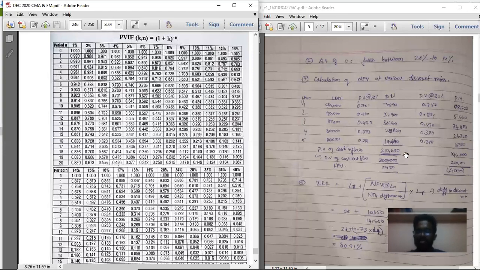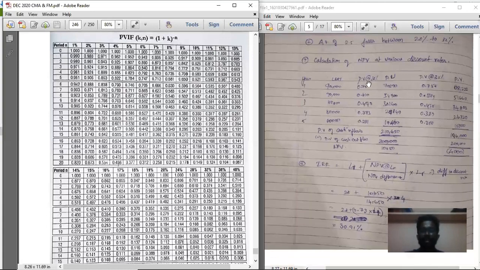Total all the present values. You will get 2,10,650. Next to that, again record the year column: first year, second year, third year, fourth year, and fifth year.